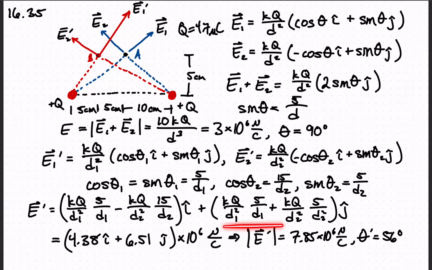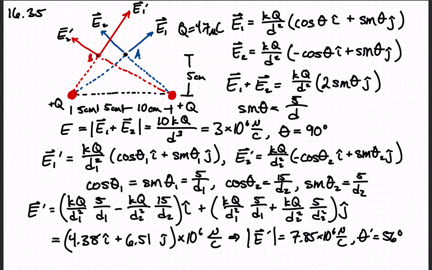And then in the y direction, we can see that we get a subtraction in the x direction because the x component of this one is in the negative x direction. The y components are in the positive direction in both cases, so we get this term here. And then we plug in all the numbers there, and we get 6.51 times 10 to the 6 newtons per coulomb, and that's the j component. Now, to get the magnitude, we just take the square root of the sum of the squares of the components, and that winds up being 7.85 times 10 to the 6 newtons per coulomb.